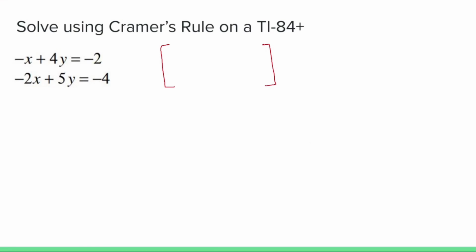So we have a negative invisible 1 living here, then a 4, then a negative 2. So our first row of this matrix is negative 1, 4, negative 2. The second row is already nice: negative 2, 5, negative 4. Now keep in mind, this column represents x values, this column represents y values, and this column represents what our numbers equal. So let's quickly go to our calculator, plug this information in, and use Cramer's rule on a TI-84+.